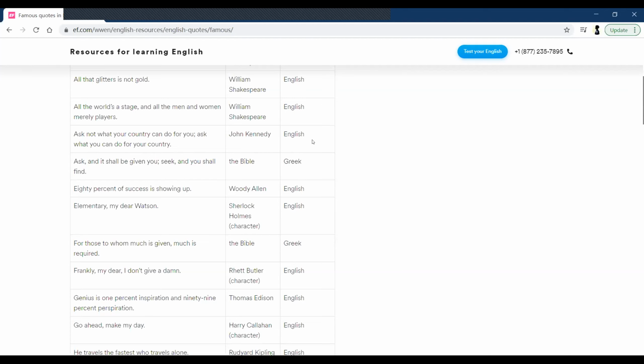Okay, if not, we can just go on to the next one. Ask not what your country can do for you, ask what you can do for your country. That's by John Kennedy. That basically just means be nationalistic, I guess. Do anything for your country. Don't expect anything, just be a patriot, basically.